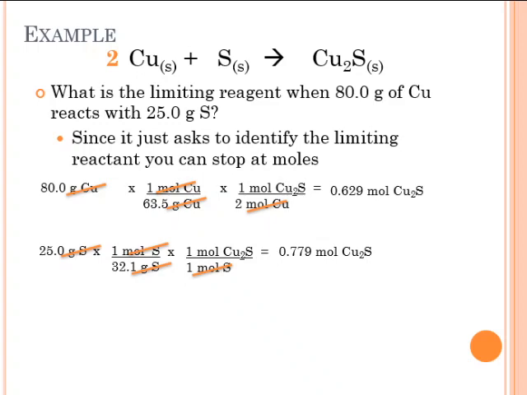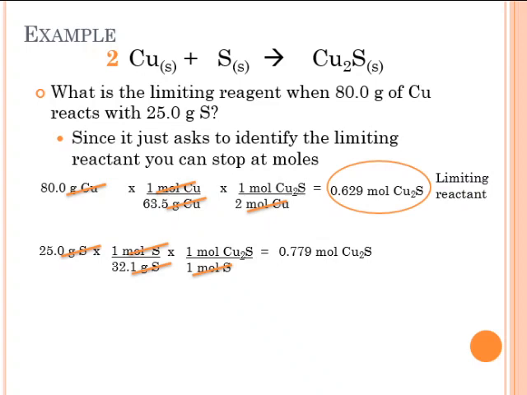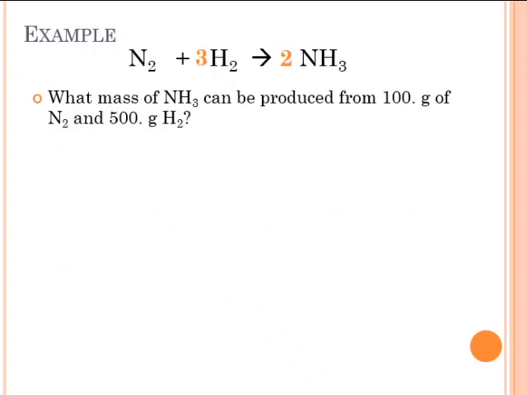Then I can look at these two numbers, and the one that is least is my limiting reagent. So the one that is my limiting reagent is 0.629. It is lower. That is my limiting reagent, and we're done. Okay, so once you get to moles, if you're just identifying the limiting reagent, you're done. Once you convert both of them to moles of the product, then you can figure out what the limiting one is. Let's look at another one.